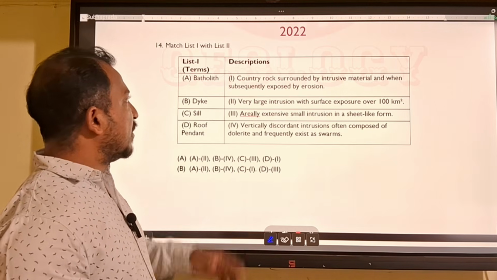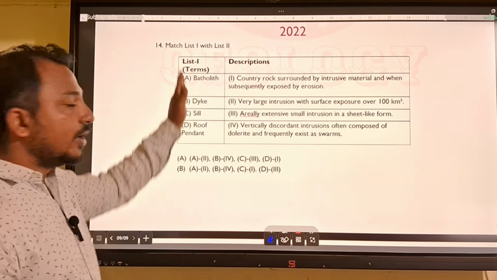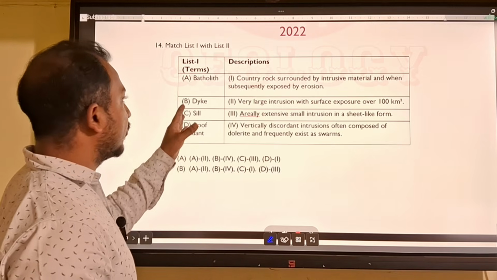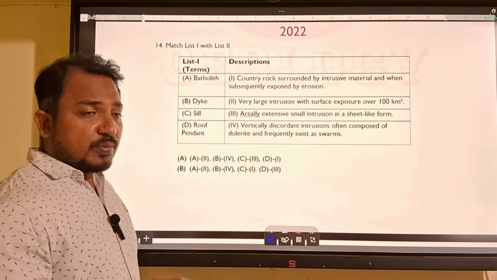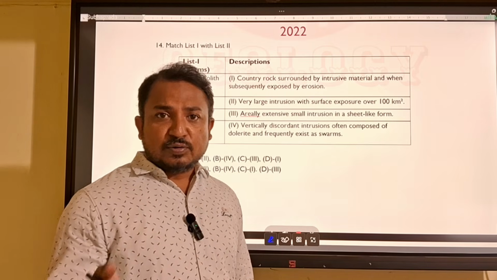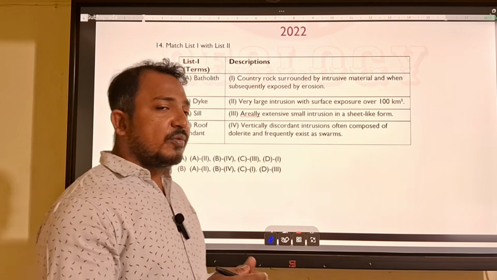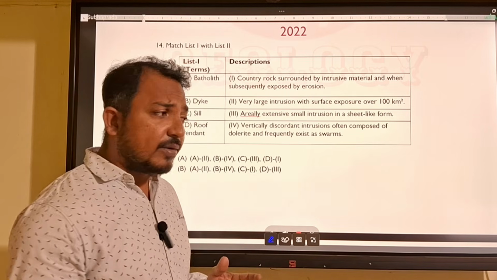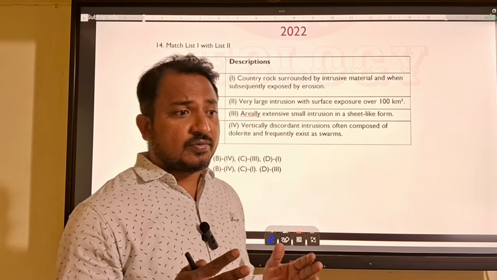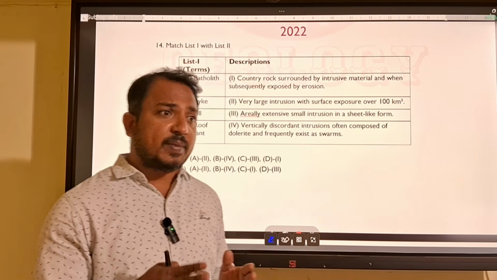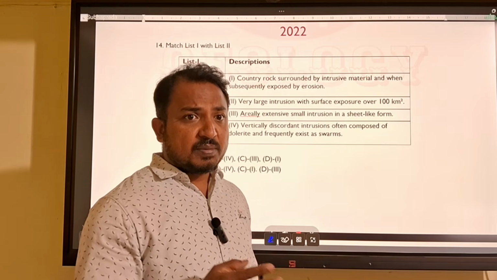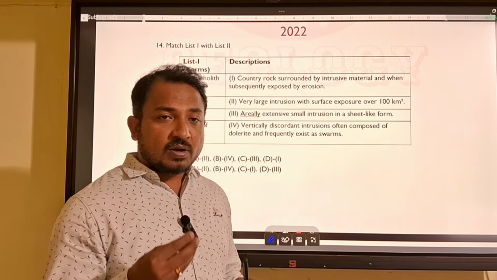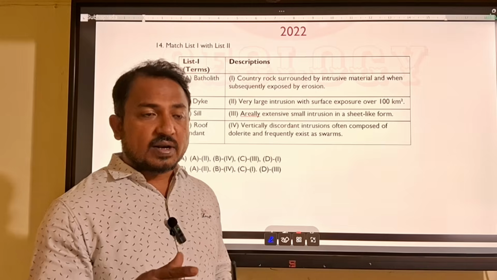So come to another match-the-table question. These are igneous forms. So igneous forms can be classified into two types. One is intrusive, one is extrusive. Then intrusive can be divided into two types. One is concordant, one is discordant. So concordant is when the igneous intrusive structure is parallel to the bedding plane. That is concordant. Always remember, concordant does not mean it is horizontal.